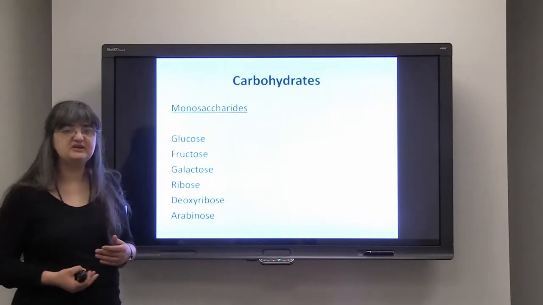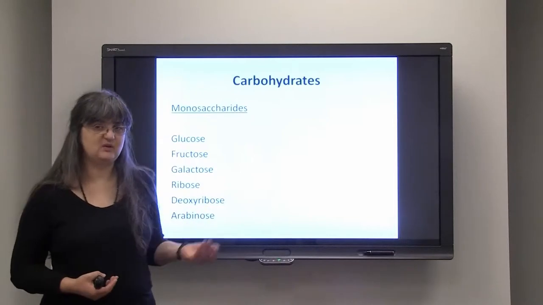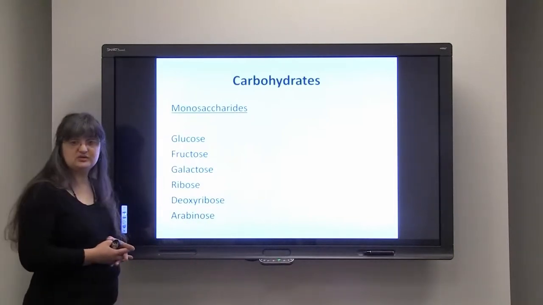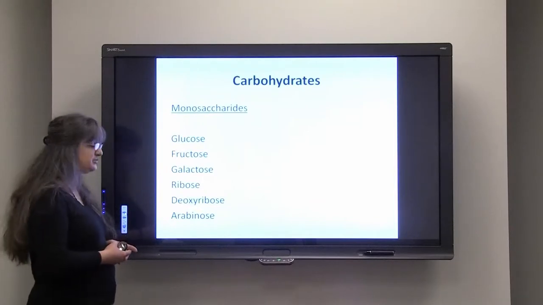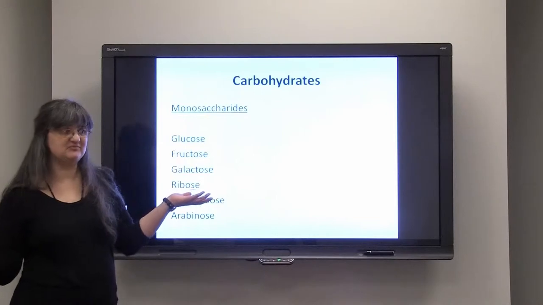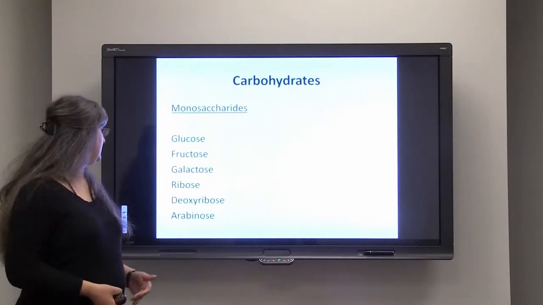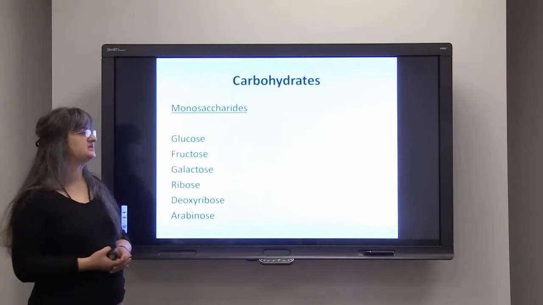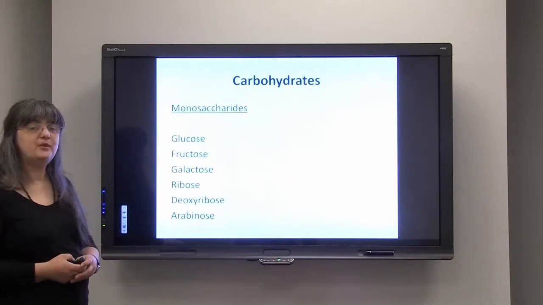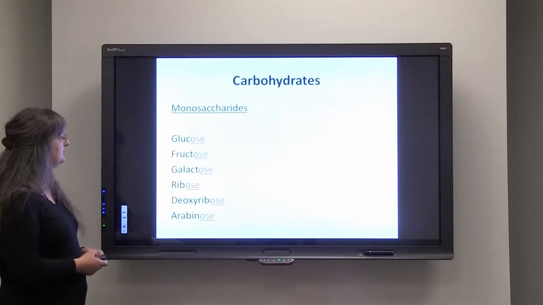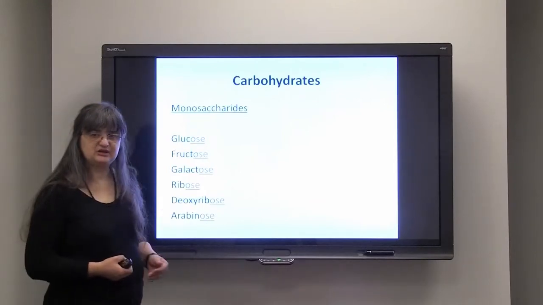Probably the most important one is glucose, and you will see why. But nonetheless, important are fructose, galactose, ribose, deoxyribose. Without these two, there wouldn't be us in the shape that we are. Arabinose, which you're going to practice a little bit in the lab, so you will be familiar with these monosaccharides, which are monomers.